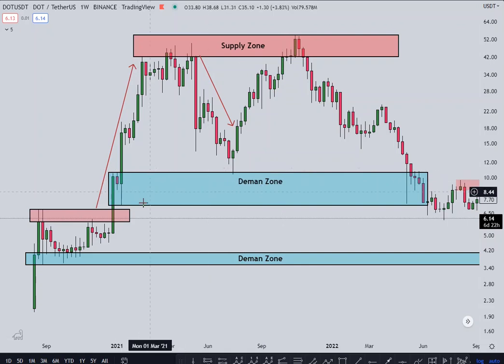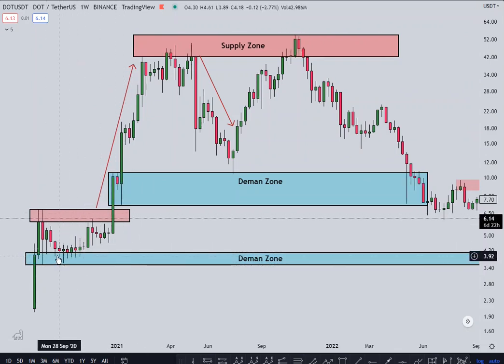So here we have a very strong move to the upside, and we can say this area is our origin of this move, or we can go even lower and say this area is our demand zone for this strong uptrend. So a demand zone is the price area at which the traders usually start buying.